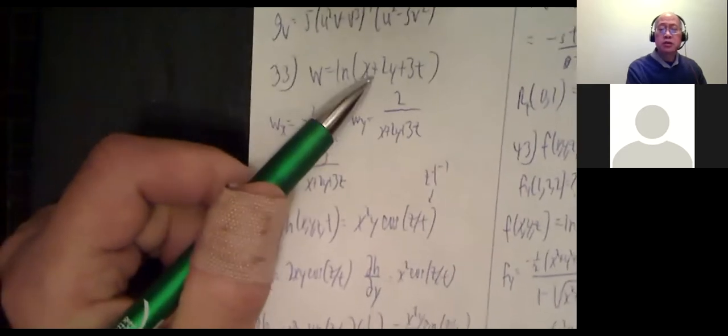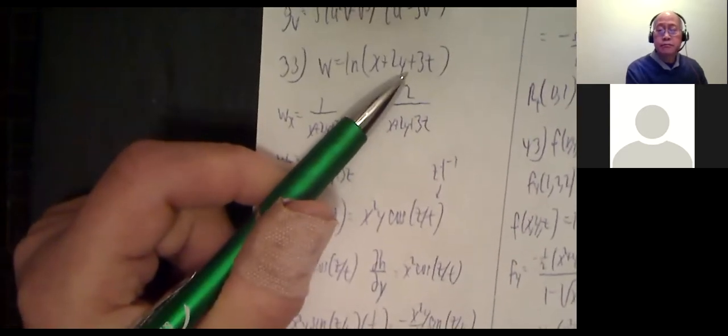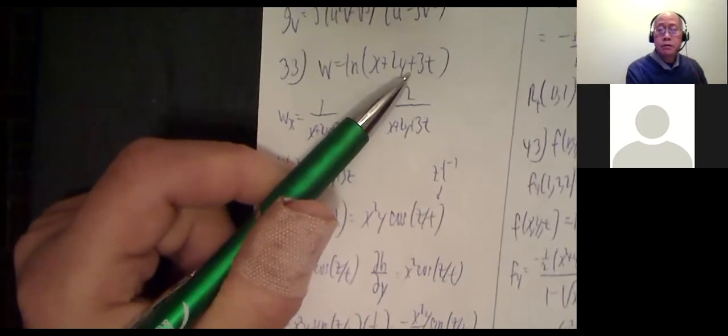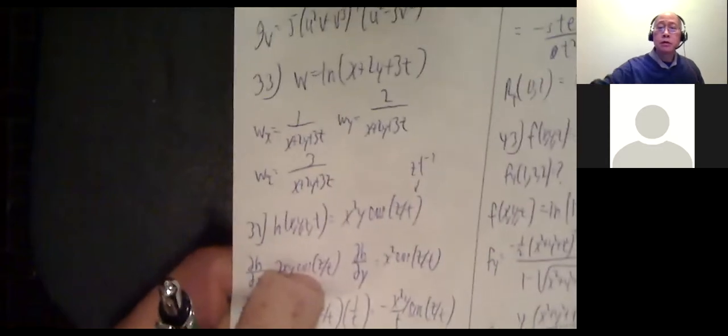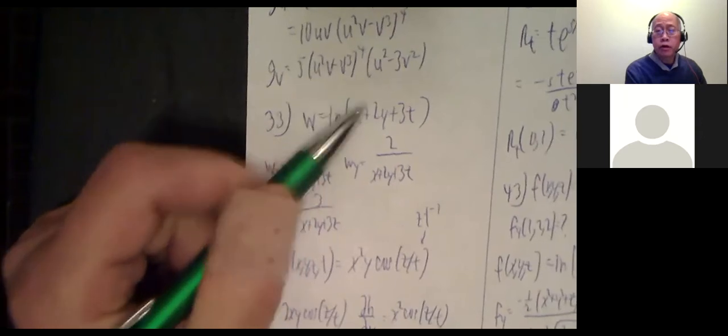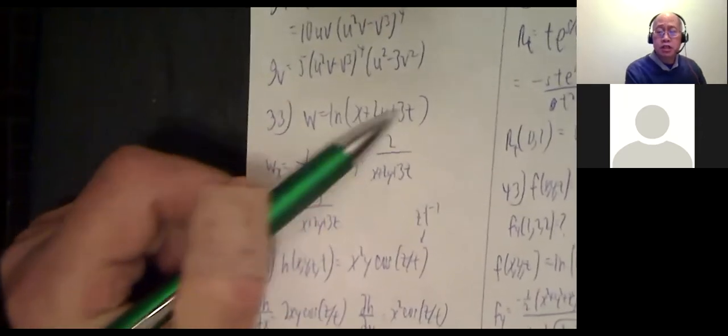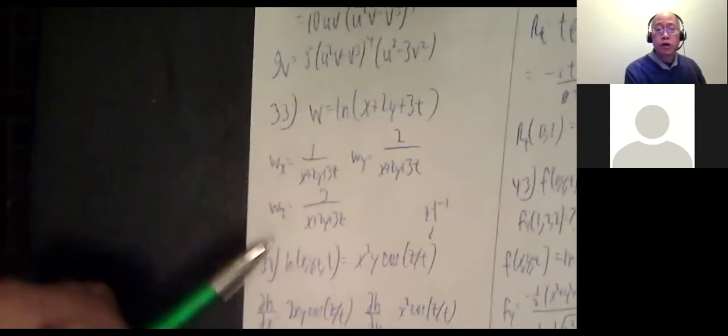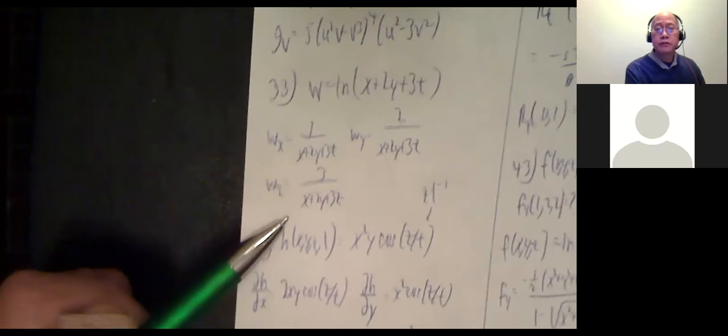Okay, then 33, you have a function of 3 variables. W is natural log of x plus 2y plus 3z. Chain rule again. So that means in each case, you start off with 1 over that, and then times the derivative of this expression with respect to whatever you're doing, x, y, or z.